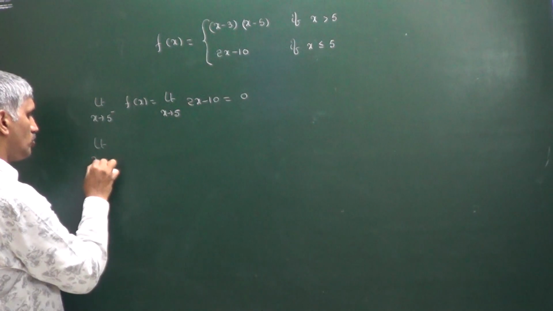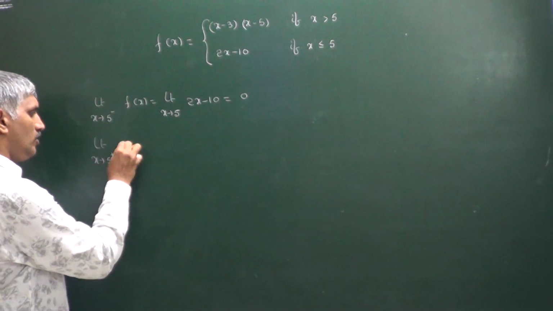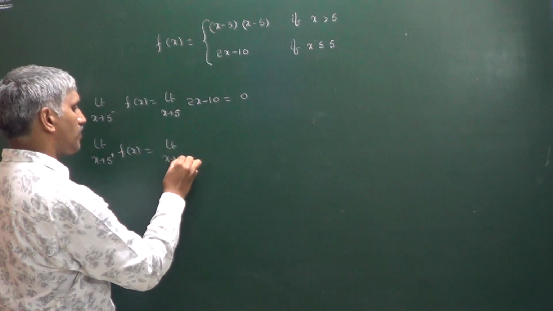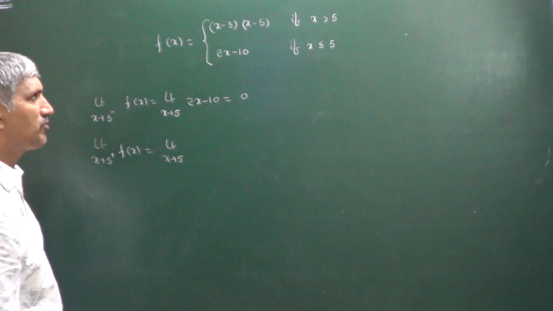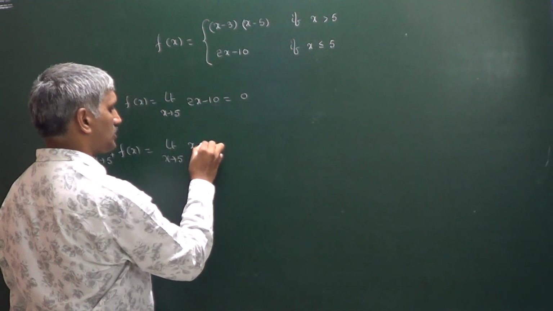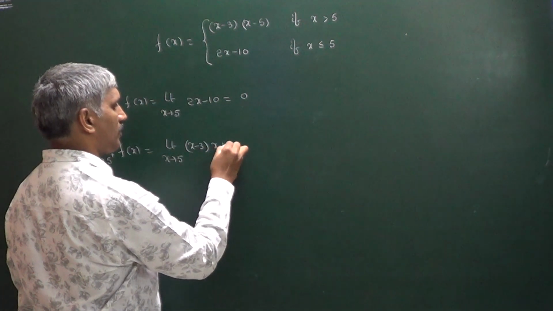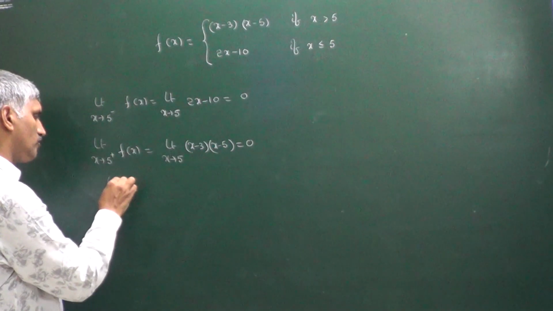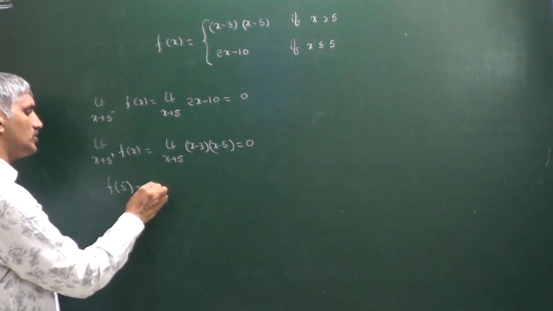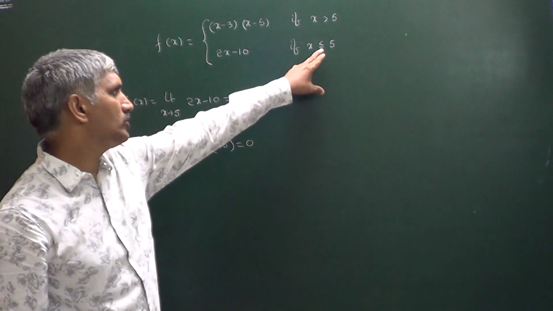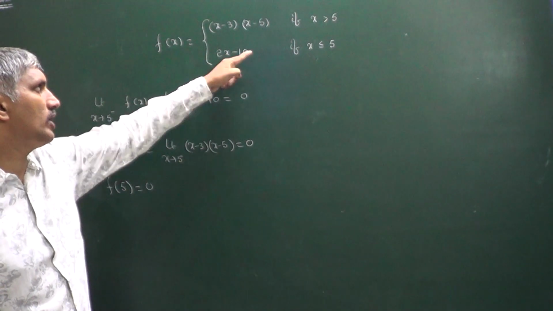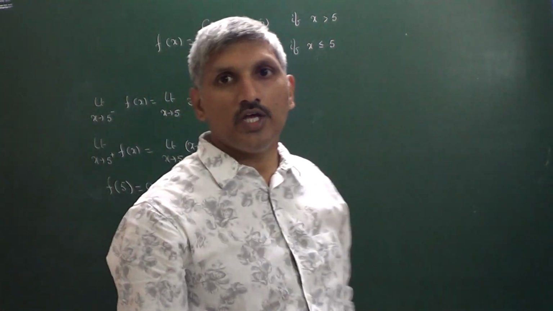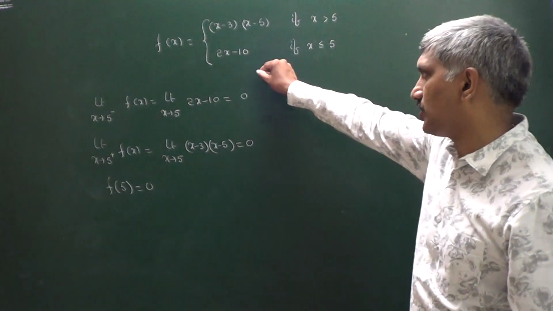Next, limit x tends to 5 plus. 5 plus means greater than 5. In the greater than 5 case this is the function, (x minus 3) into (x minus 5). If you put x equal to 5, we will get 0. What is f of 5? Equal to 5 case we will get 0, because equal to 5 means we have to consider this function, 2 into 5 minus 10. Left hand limit, right hand limit, functional value are equal. Therefore the function is continuous at x equal to 5.